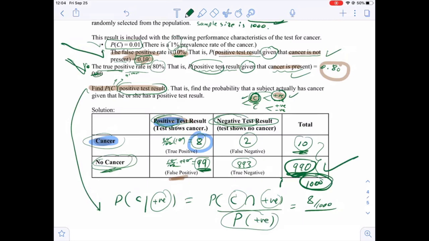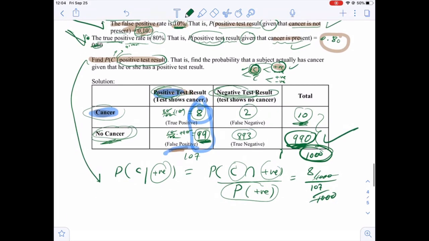Now, what's the probability of having someone who has positive result? Here, all those people have positive results. So the sum of those is 107. So we have 107 out of 1,000. And then we cancel 1,000 here, or just use the calculator. You get 8 over 107. Using calculator, it's 0.0748.